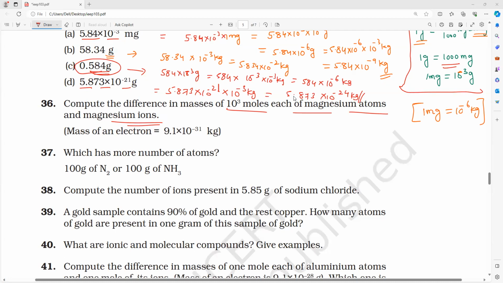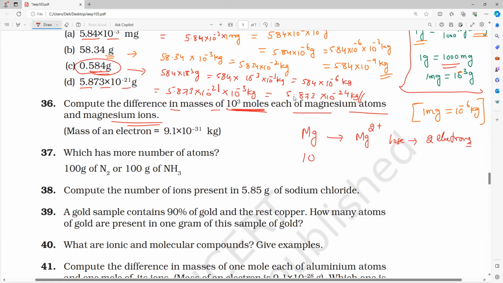So compute the difference in masses of 10 power 3 moles. 10 power 3 means 1000 moles, guys, not 1 mole. 1000 moles each of magnesium atoms and magnesium ions. Observe very carefully. Each magnesium will give how many electrons? 1 electron or 2 electrons? Mg2 plus. So it will lose how many electrons? Not 1 electron. 2 electrons it will lose.